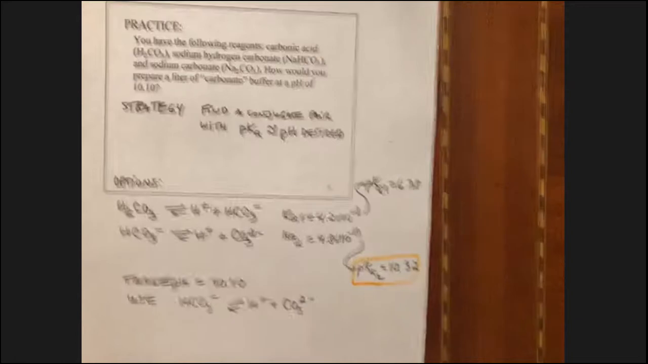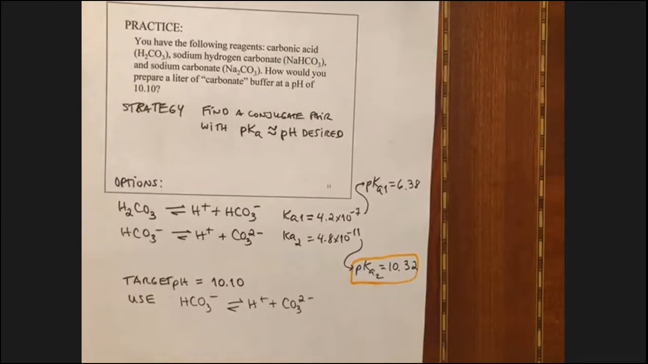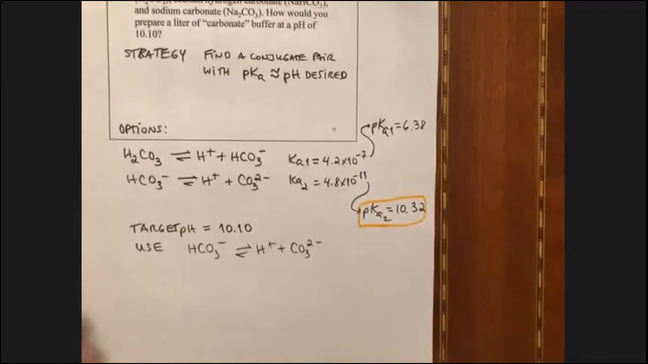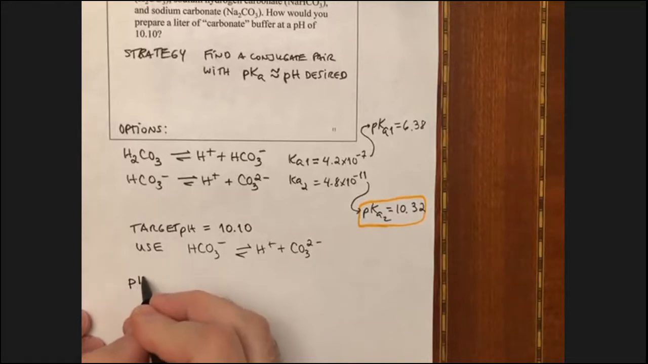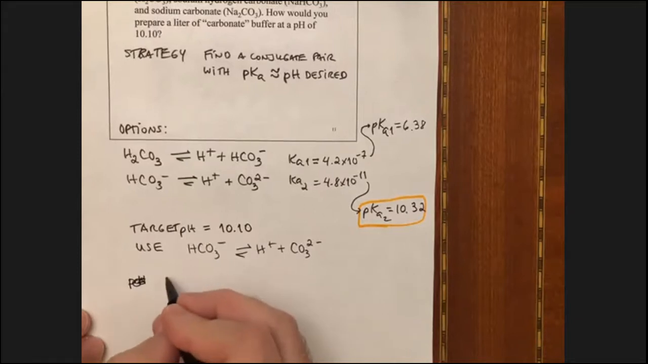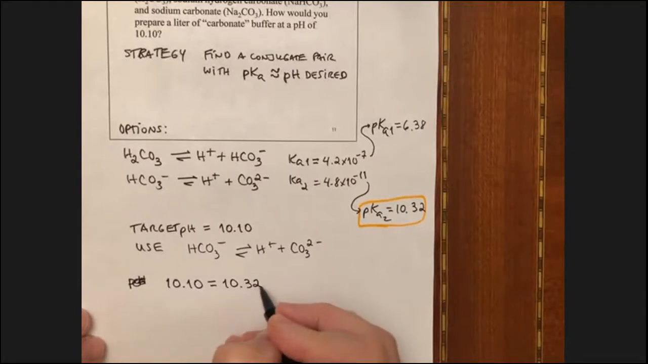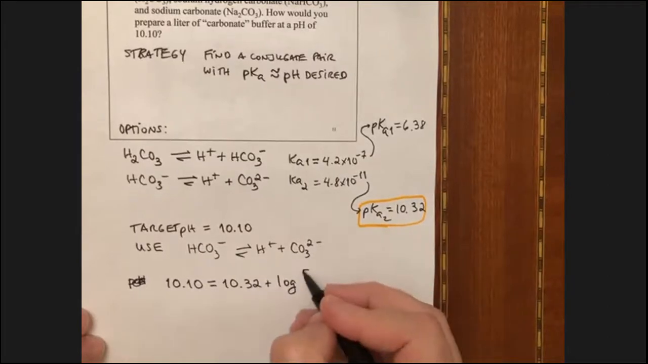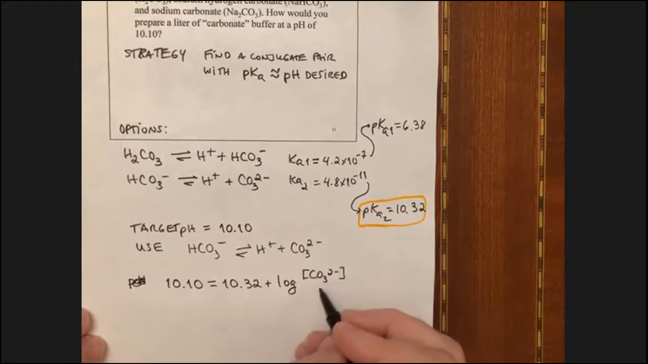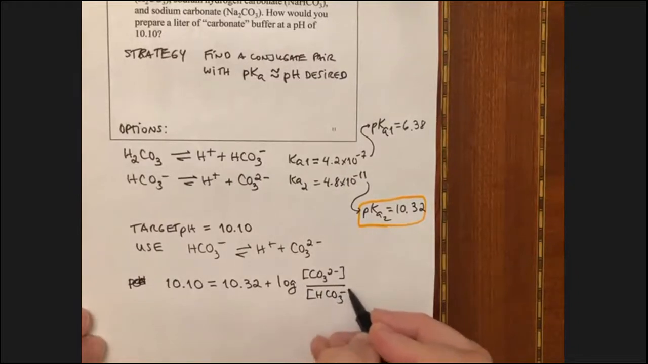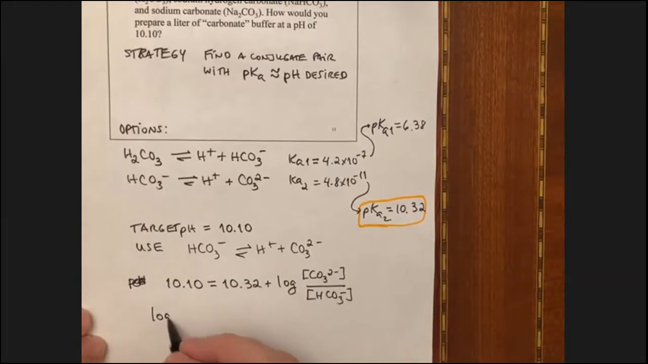Now let's find out. I'm going to make a liter of this. So what I need to find out is, since this is not exactly the pH, I need to adjust the ratio of base to acid so I can get the exact pH I want, right? So let's go ahead and do that and probably wrap it up at this point. So we have 10.10 equals 10.32 plus the log of the base, which is CO3 2 minus, over HCO3 minus. So what I want to find out is, what is this amount?